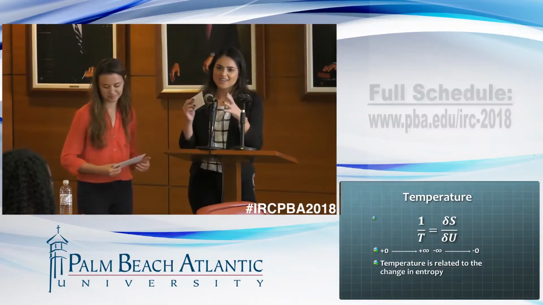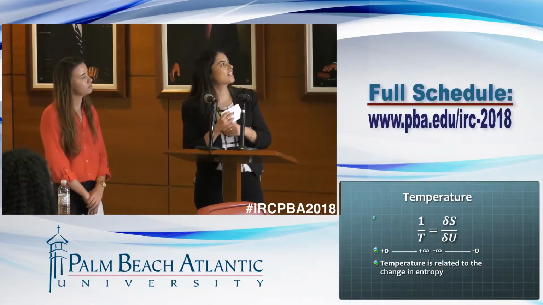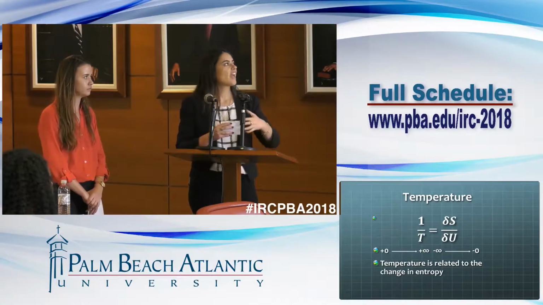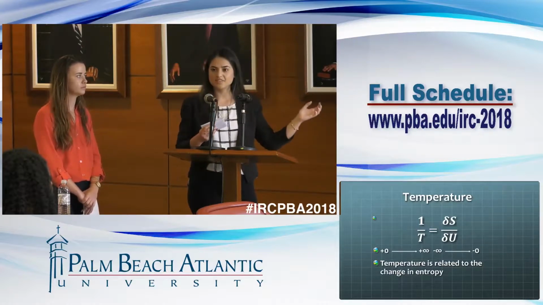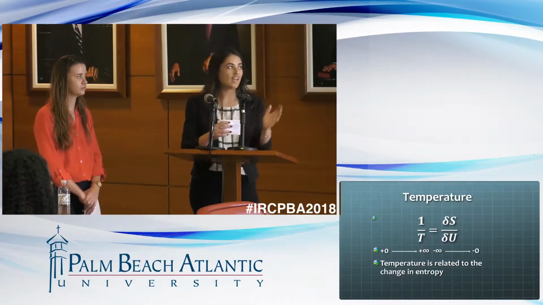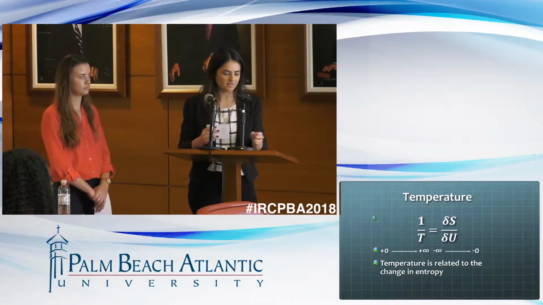So for our project, temperature is defined by this equation. 1 over temperature equals the change in entropy over the change in energy, where temperature is related to the change in energy. And so our temperature scale here is actually going from positive 0 to positive infinity, and then it makes a jump to negative infinity and runs to negative 0, where negative 0 is the hottest temperature.